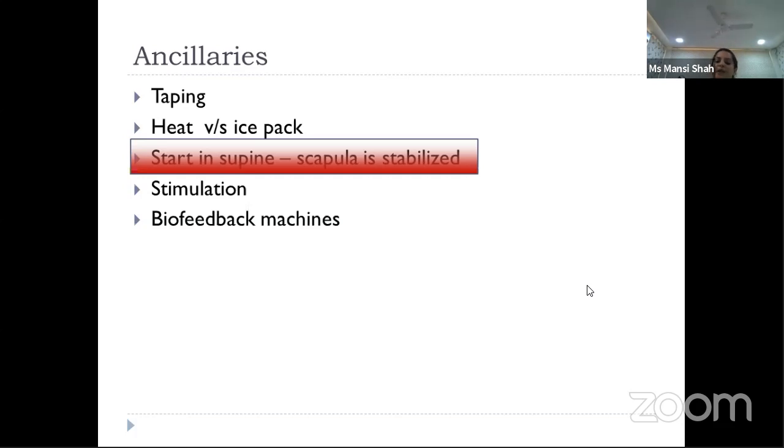A lot of times the patient is unable to stabilize their scapula in standing position and has very poor scapular control. In this set of patients, we would put the patient into supine position, ask them to learn a couple of exercises in this position, and let them understand what their body is trying to do. Let them understand what is faulty, what is correct, and then put them into an upright position.